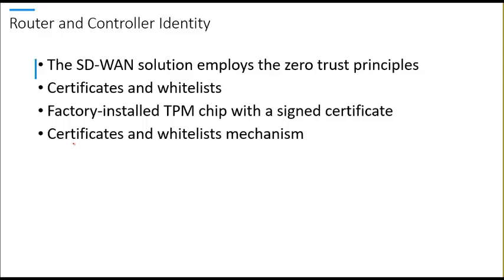So the vSmart controller performs automatic authentication and authorization of every WAN edge router before they are allowed to participate in the SD-WAN overlay and have the ability to send any traffic over the network. So it checks whether the authentication and authorizations are valid. How this automatic authentication or authorization by the vSmart is conducted is with the help of certificates and the whitelist.